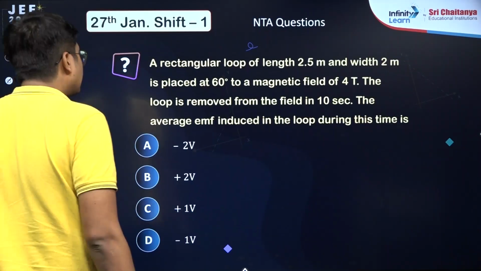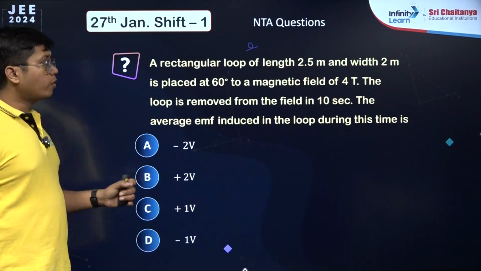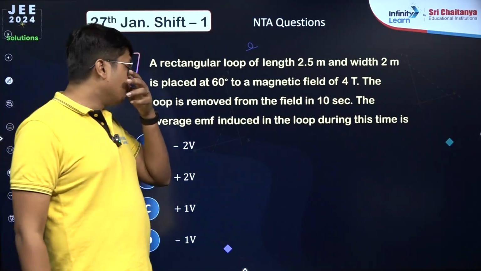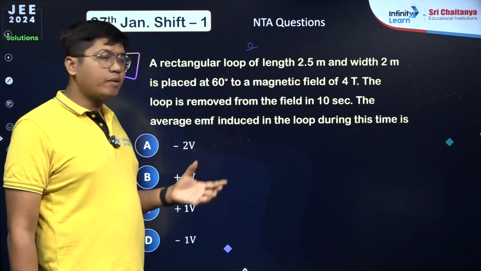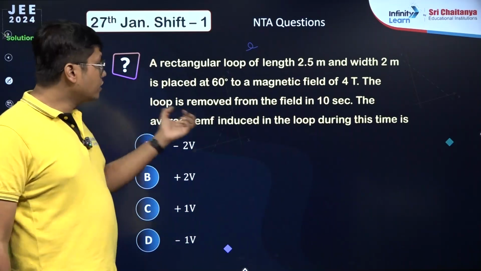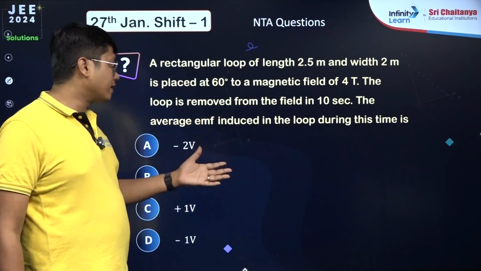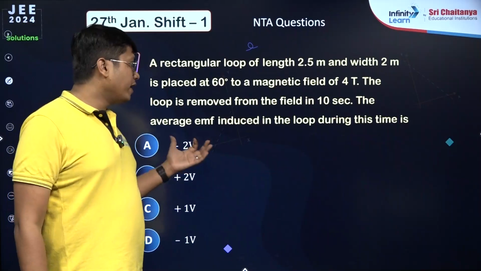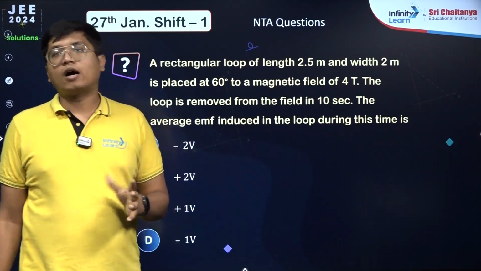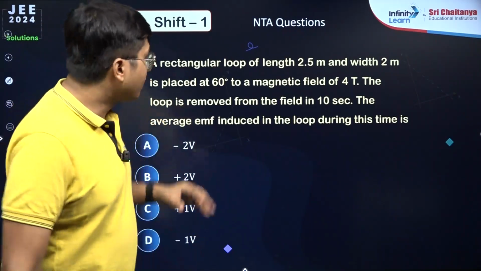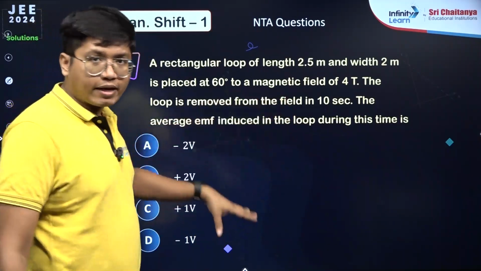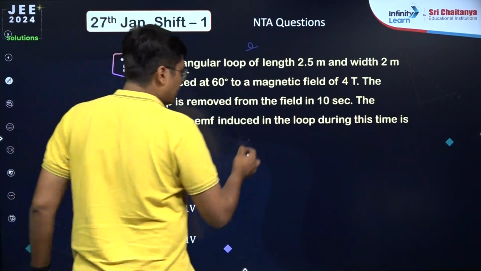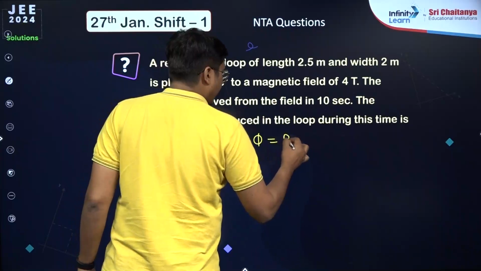Next question says that a rectangular loop of length 2.5 meter and width 2 meter is placed at 60 degrees to the magnetic field. The loop is removed from the field in 10 seconds. The average EMF induced in the loop during this time is how much? Now over here, the flux associated in the very beginning with this loop and magnetic field, phi, is equal to BA cos theta.